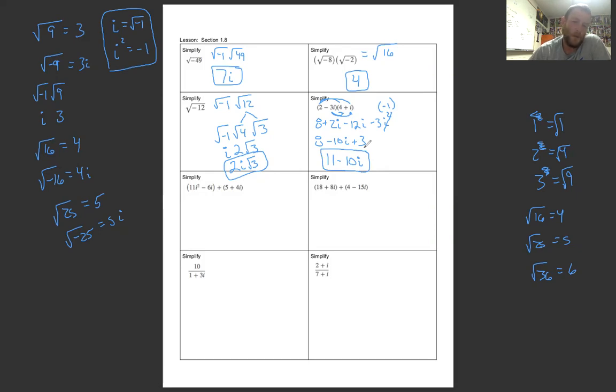All right, same thing here. There's a plus in between, so we don't even need parentheses. We're not going to FOIL these things. i squared goes to -1. So that'd be -11 minus 6i plus 5 plus 4i. Combine what you can. -11 and 5 is -6. -6i and 4i is -2i. And that's your answer.